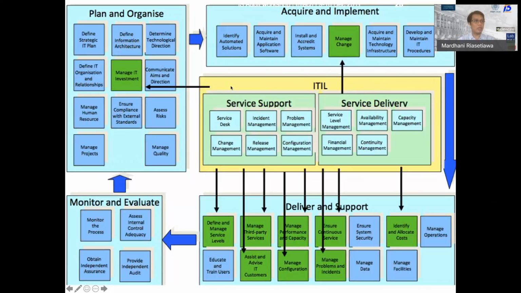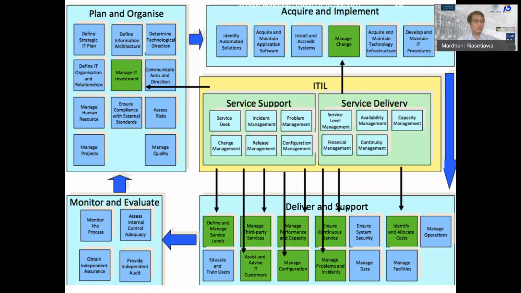For example, service support will deal with IT investment management, and service delivery will deal with change management. In another way, the procedures and standards in ITIL will mostly support the delivery and support domain. So this is the relation and supported domain for COBIT.